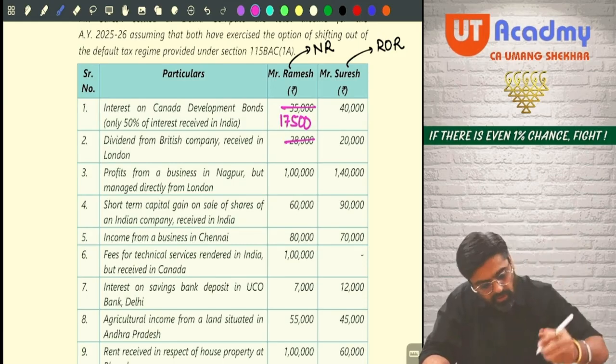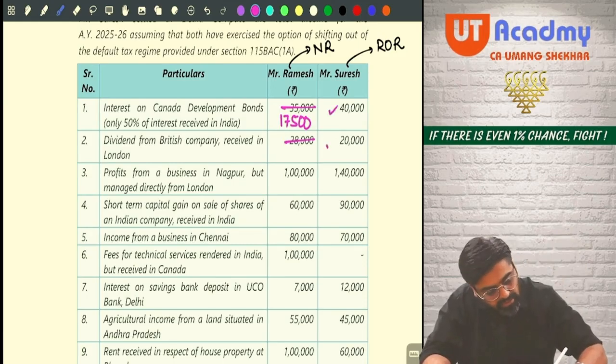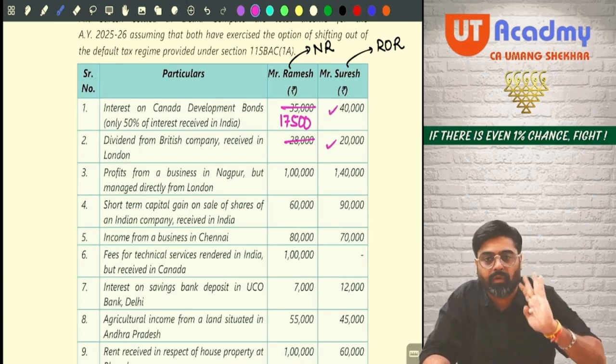Yes or no? So this entire 40 will be taxable. This entire 20 will be taxable in the hands of Suresh.